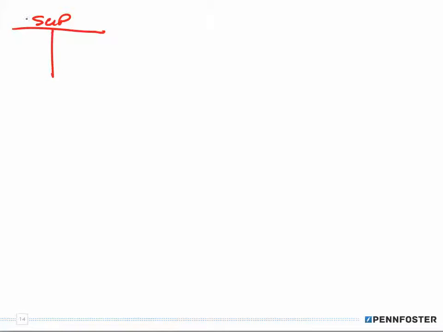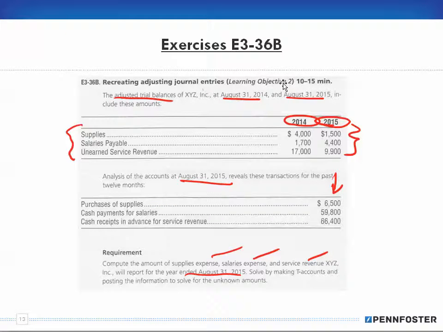And it had a beginning balance of 4,000. Right, that's the beginning balance in the year 2015. Remember, this balance is the end of 2014. That ending balance in 2014 becomes the beginning balance for 2015. Right, these numbers for 2015 are ending balances.